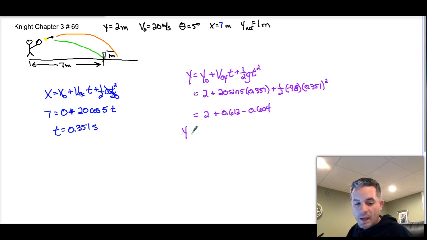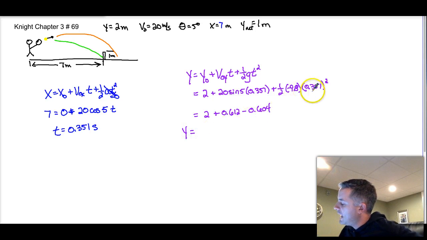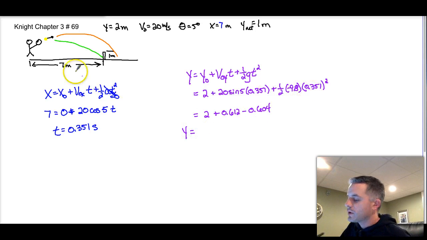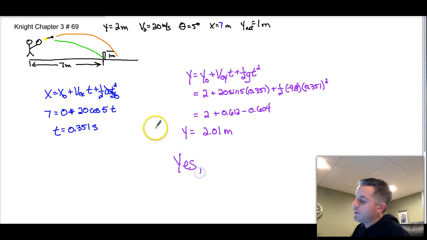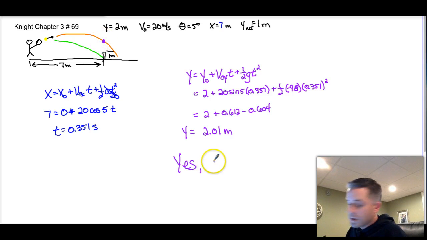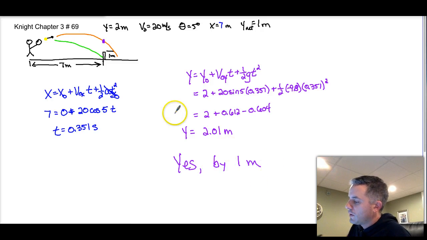And then we get that the height when the time is 0.351, which is also when it's 7 meters away from where it was hit, is a height of about 2.01 meters. We call it 2 meters. That means that yes, it does clear the net, right? Because the net is 1 meter high, and we are 2 meters above the ground. So yes, it clears the net, and it clears it by about 1 meter. So this would be y when we are at the net.